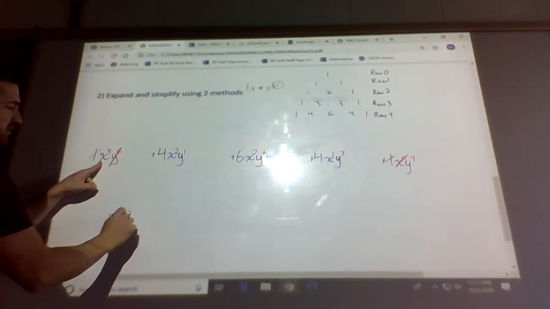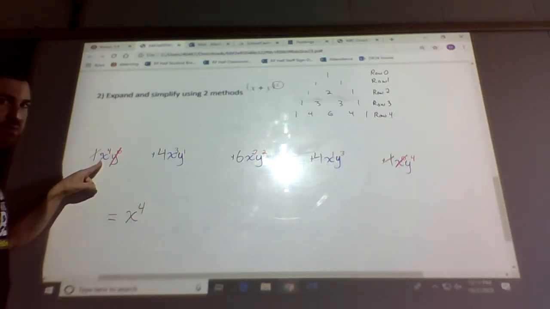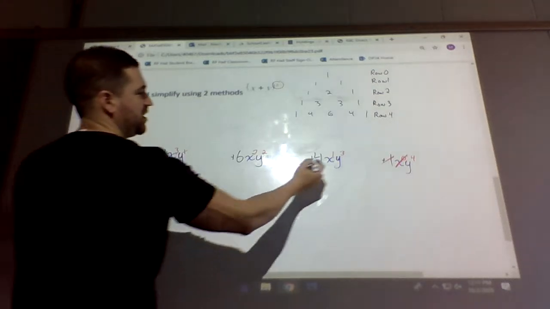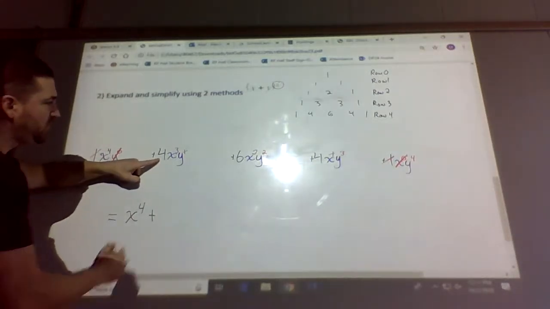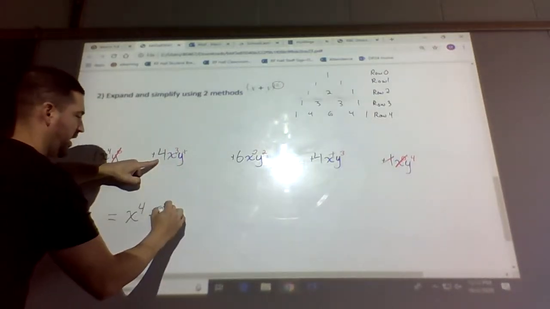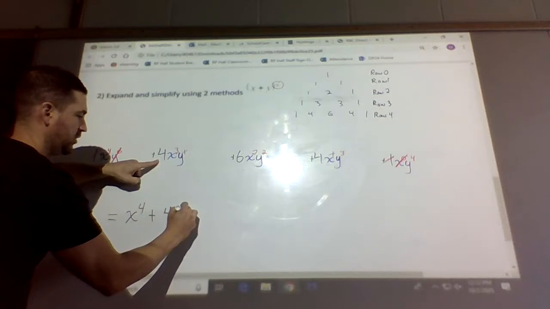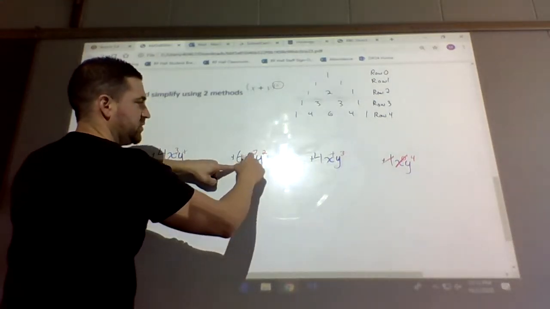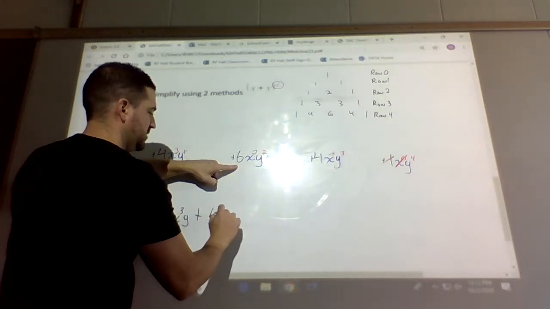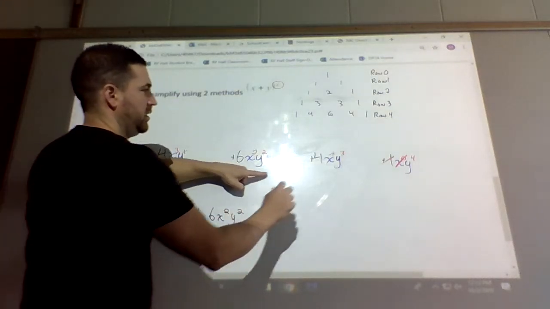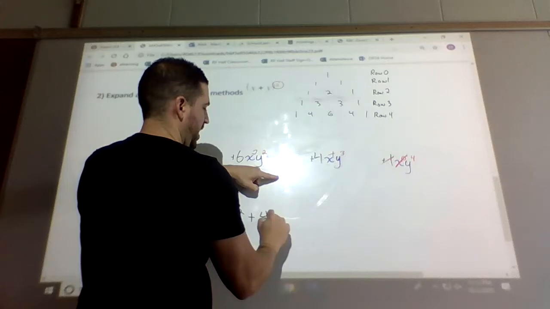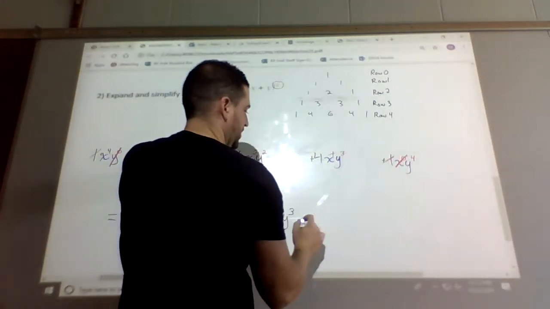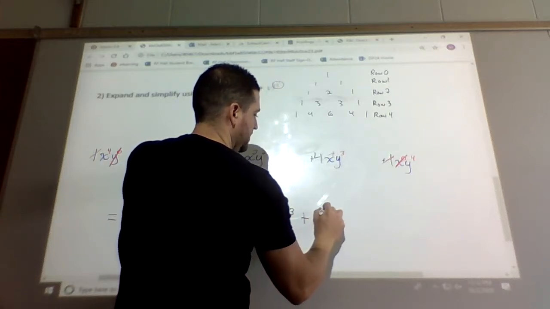So the first term is x to the power 4, plus, again, we cross off the ones, 4x cubed y, plus 6x squared y squared, plus 4x y to the power 3, and lastly, we're just left with y to the power of 4.